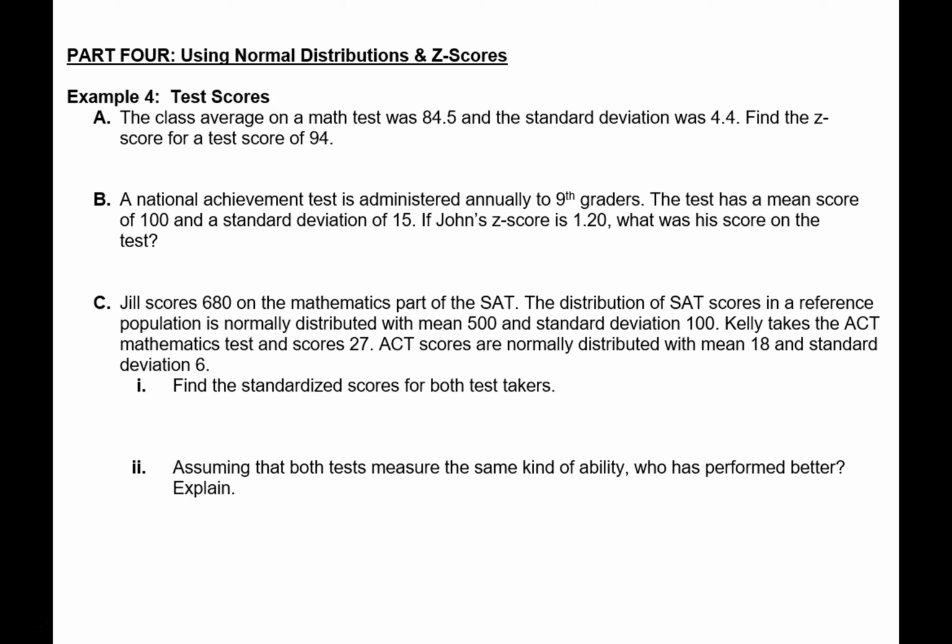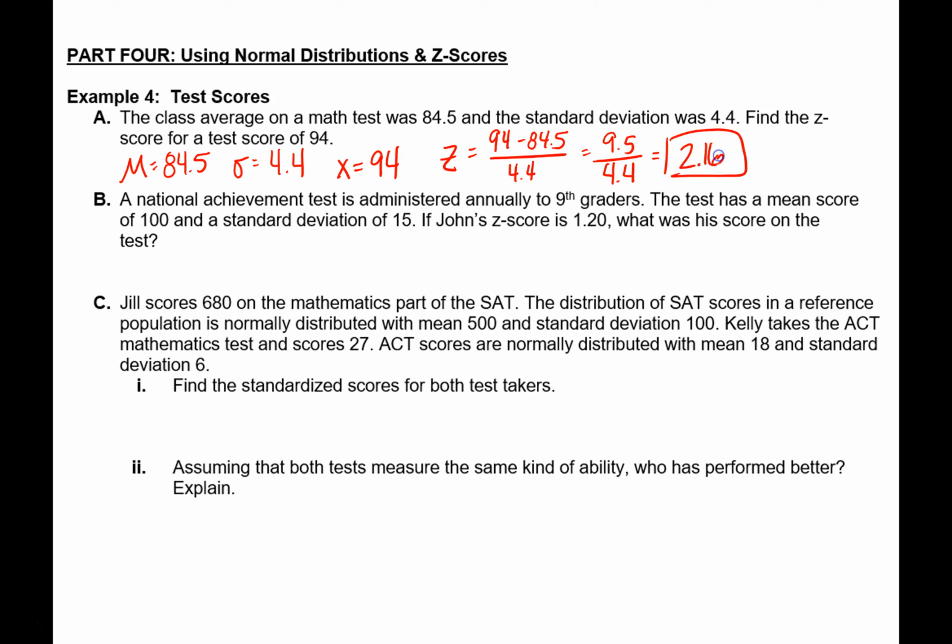And the standard deviation was 4.4. Let's just first find the z-score for a test score of 94 so that we can standardize things. We know the mean is 84.5. We know the standard deviation is 4.4. And we know the score that we're wondering about is a 94. So to find the z-score, we're doing 94 minus 84.5, all divided by 4.4. That's going to be 9.5 divided by 4.4. If we plug that into a calculator, we get a z-score of 2.16.